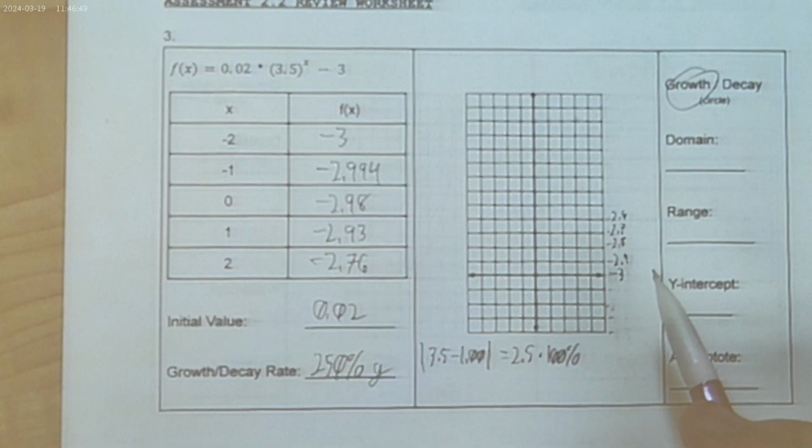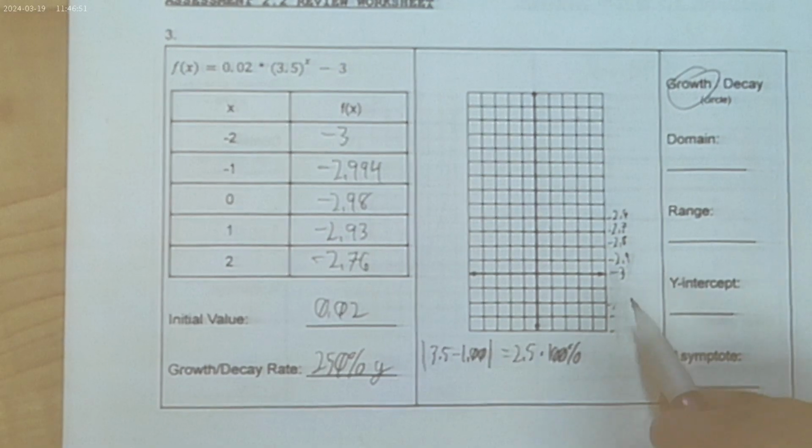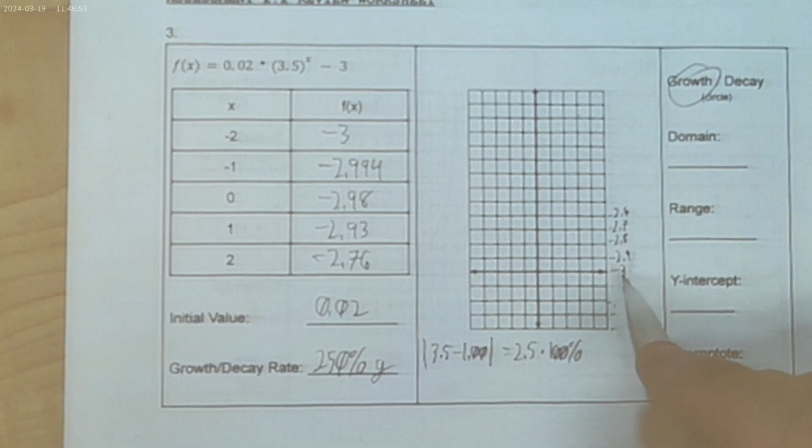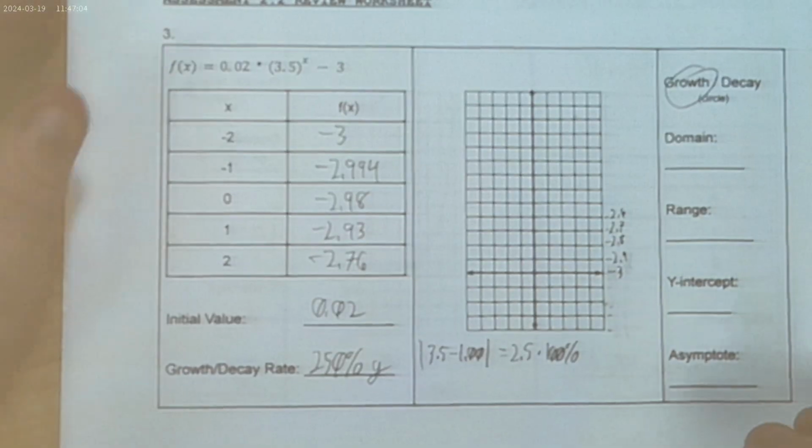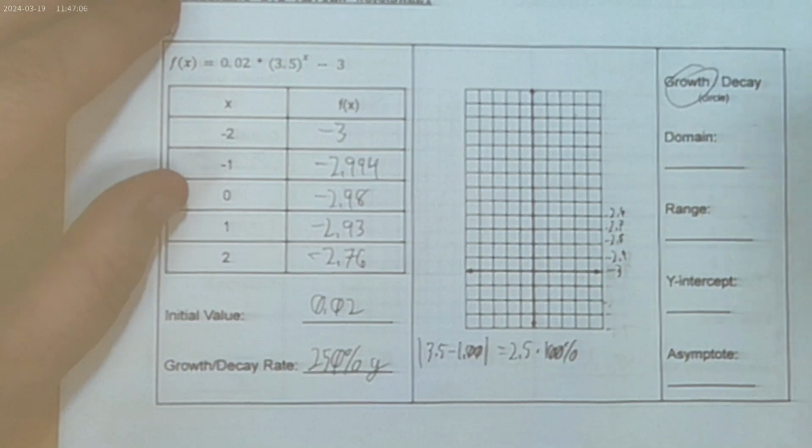And so that's exactly what I did. Each space, I'm starting at negative 3 here, and then each space represents 0.1 as I go up, because each one is negative, so this is negative 3, negative 2.9, negative 2.8, etc. This is perfectly legal in the world of math. So now I can plot some of these points.